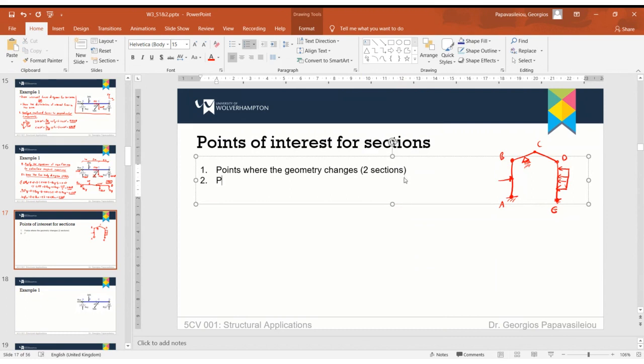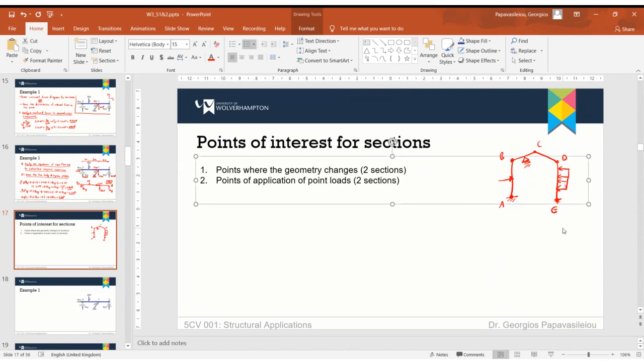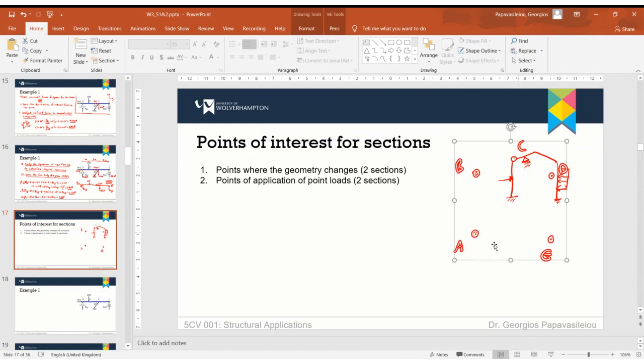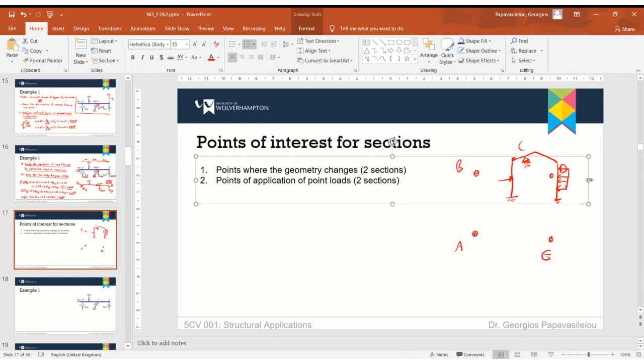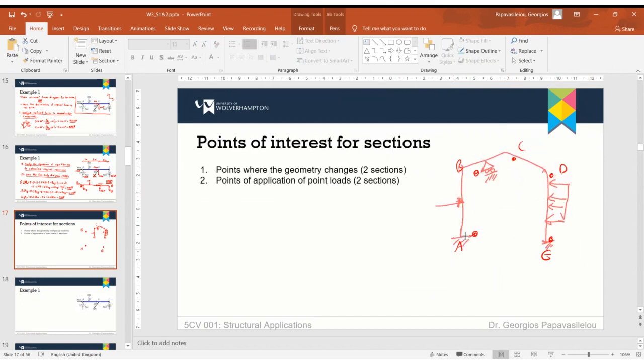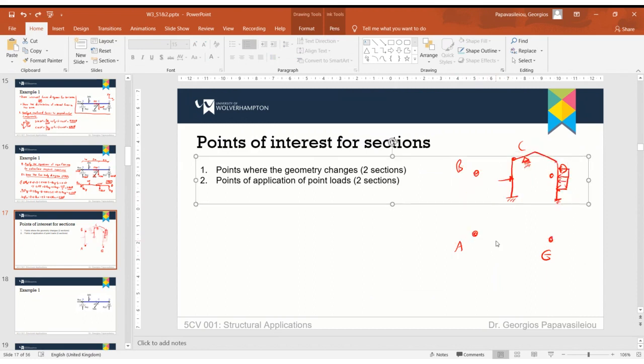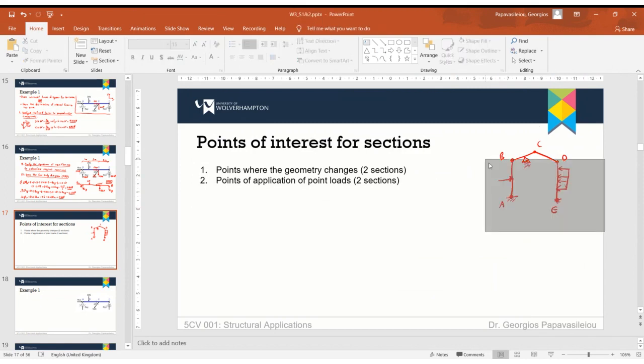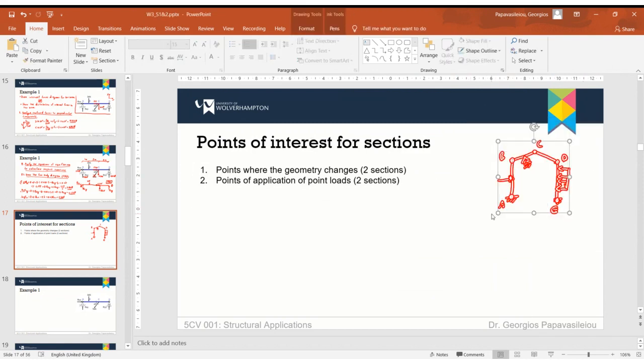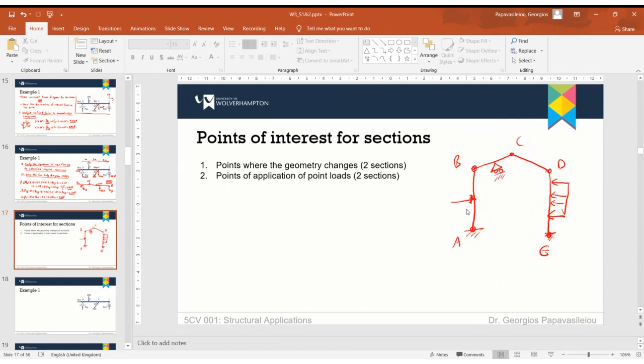So, points of application of point loads. Once again, I will need two sections, one before the point load applies and one after the point load applies. For example, over here, it would be a section just before the load and just after the load.